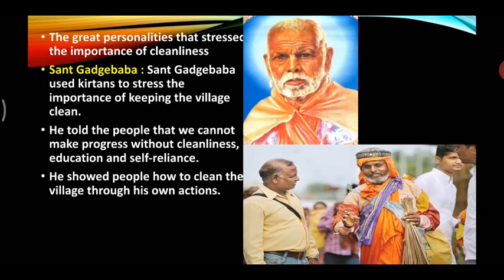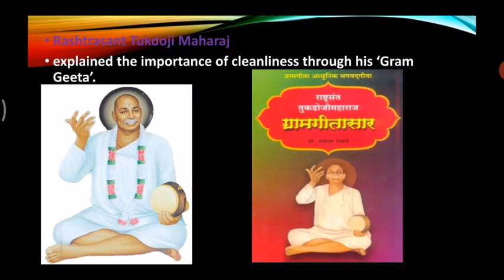Okay, let's move forward. Now there was another personality. His name was Rashtrasant Tukadoji Maharaj. Now Rashtrasant Tukadoji Maharaj also explained the importance of cleanliness. Now how did he explain? He explained through his Gram Gita. Now Gram Gita, that is his religious book. See in the second picture? That is his religious book written by him. By that, he taught the people the importance of cleanliness.